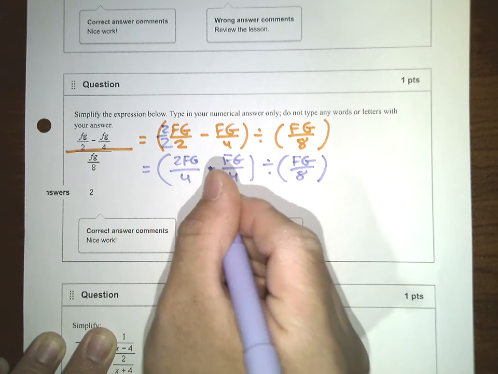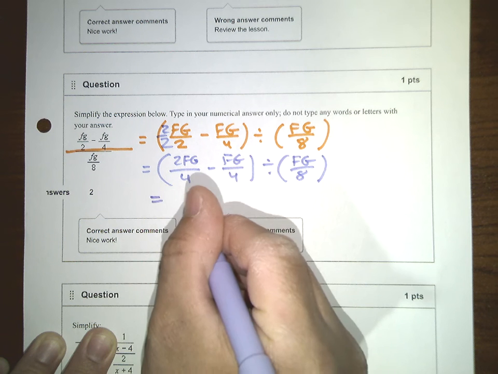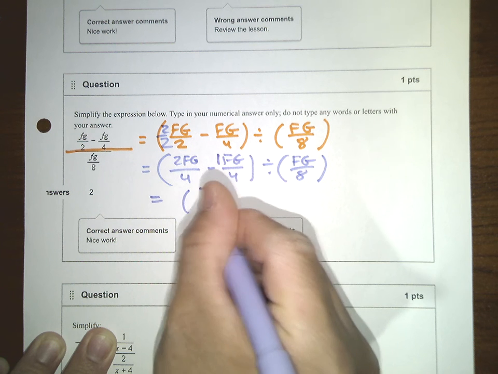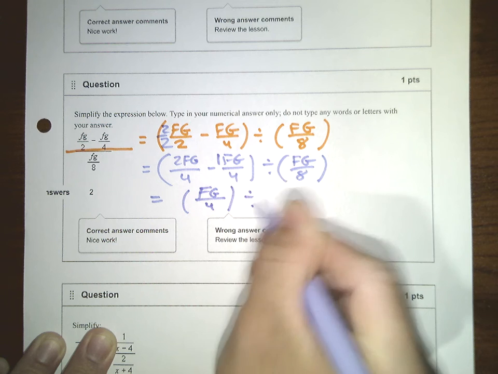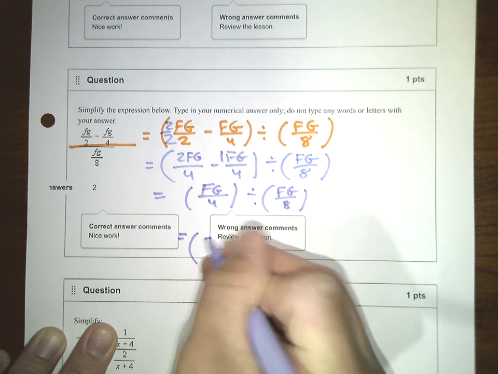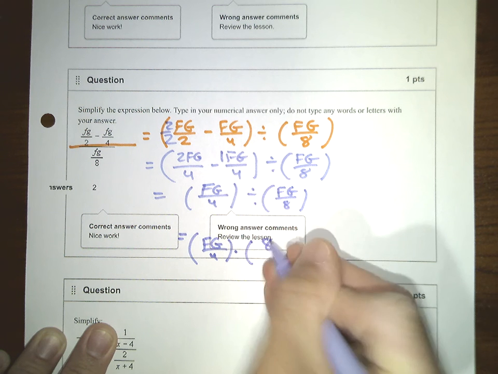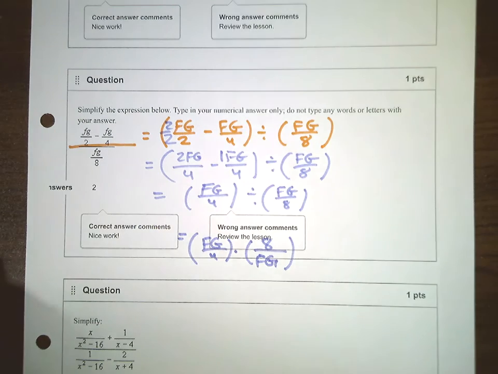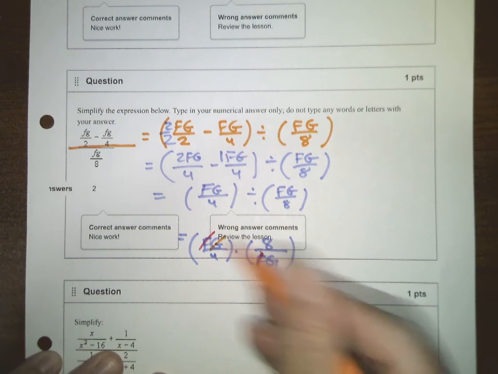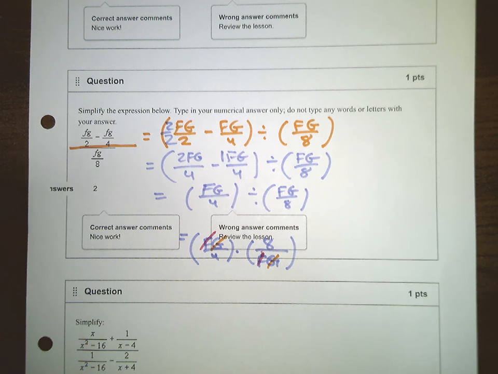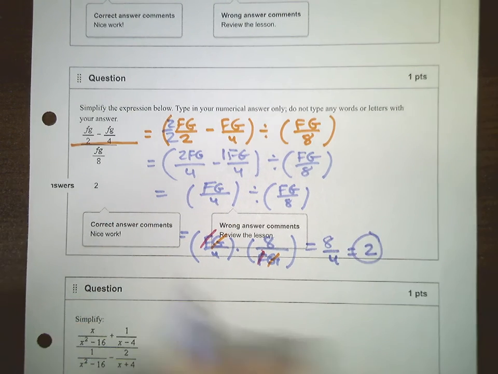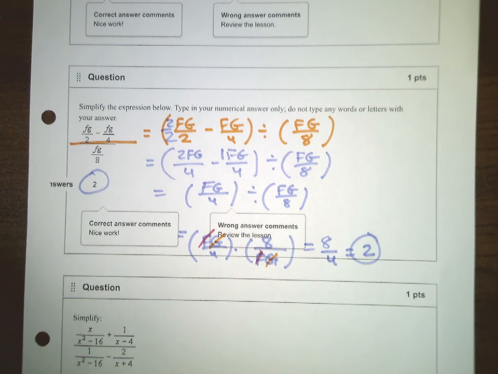And then 2fg minus fg over 4 will be just 1fg. All right, so 2 minus 1 is 1. So fg over 4, and then divided by fg over 8. Then I'll multiply by the reciprocal. So that will be fg over 4 times 8 over fg. Then I divide out the common factors of f and of g here. So we have 8 over 4, and 8 over 4 is 2. So 2 is the answer there. What a time to be alive.